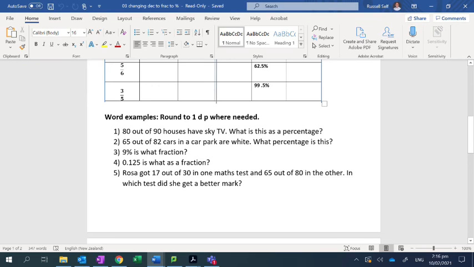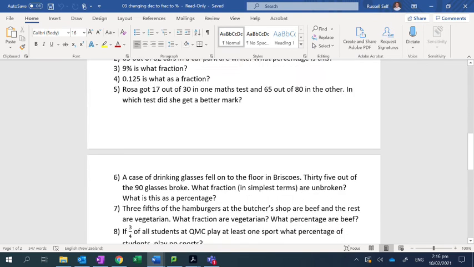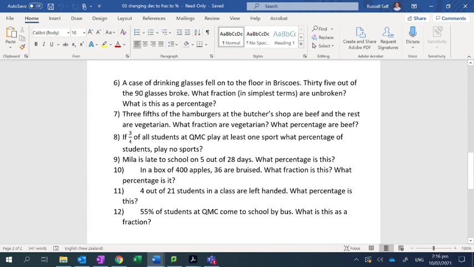Oh, round to 1 decimal place where needed. How come y'all aren't telling me these directions when y'all see those? I know you do. Okay.